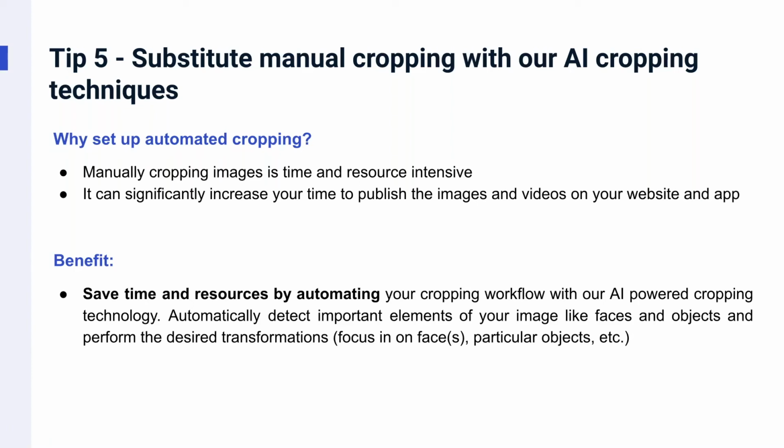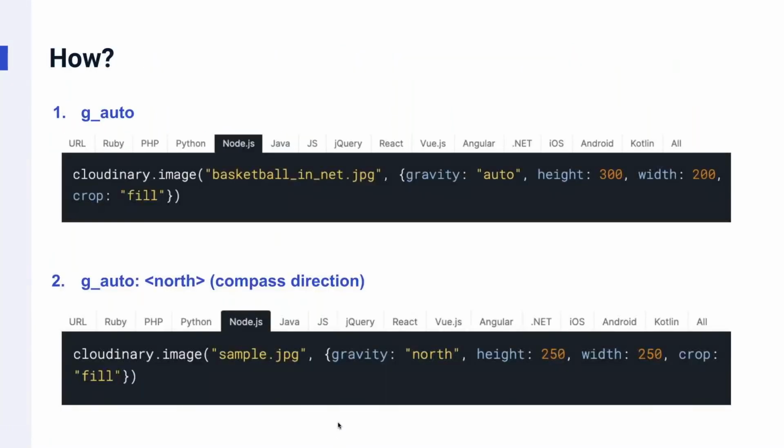So what does this actually look like? I won't go too programmatically into it, as you have now seen these image functions. This is pretty much how you would specify them, and I want to focus a little bit more on what each different one does. So let's start with just G-Auto here. Here you can see we're using the image tag function, we're specifying the image, here we've got the basketball in net, and then we're setting the gravity parameter to auto. Then we're specifying the height, the width, and the crop.